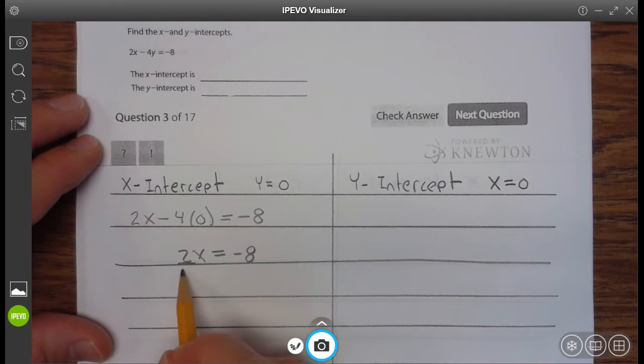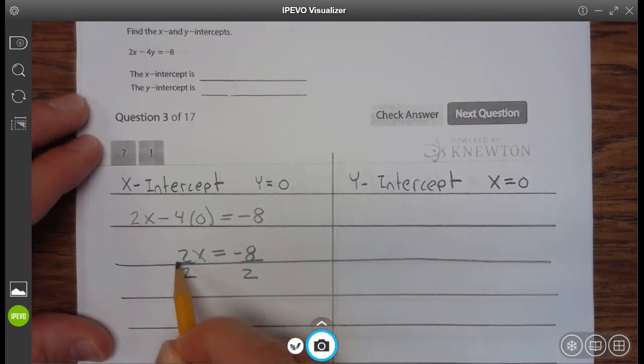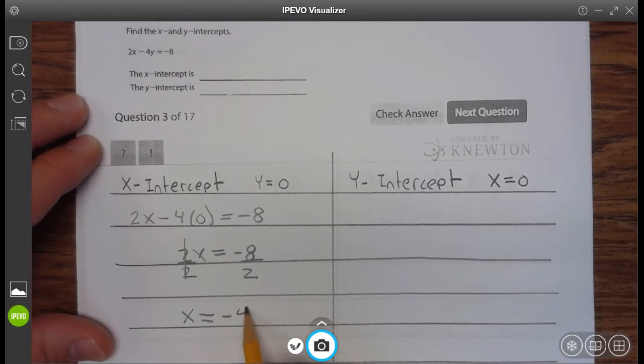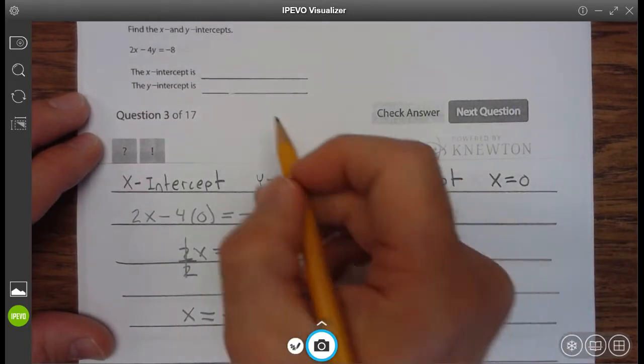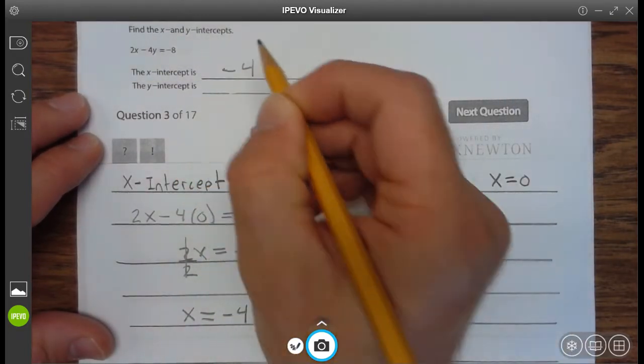We're going to solve for x, so we're going to divide both sides by 2. 2 divided by 2 is 1. x equals negative 8 divided by 2, which is negative 4. So the x-intercept is negative 4.